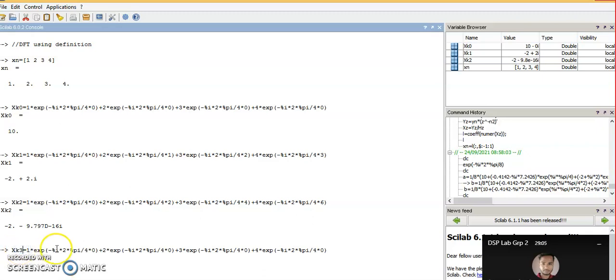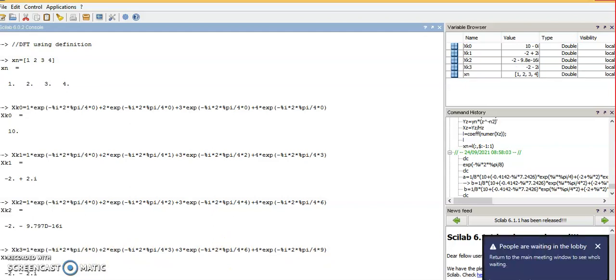xk3 will be, here the value of k is 3 for all the terms and the value of n is 0, then n is 1, that is 3, then n is 2, 2 into 3 will be 6, and here n is 3, 3 into 3 will be 9. So 3, 6 and 9, 0, 3, 6 and 9. This will be x3, xk3. So this will be your xk.